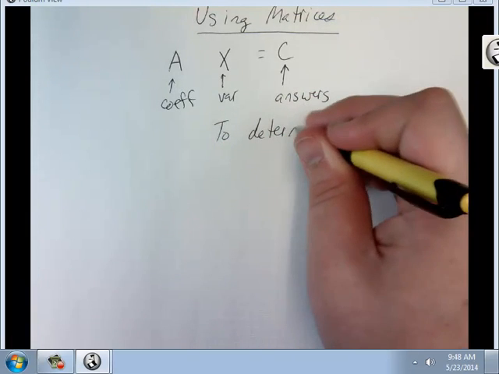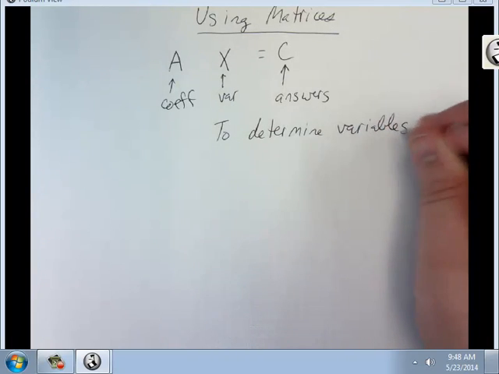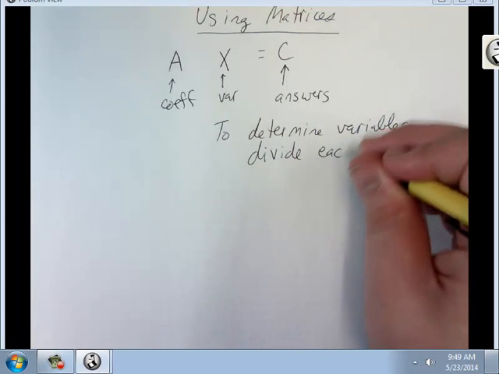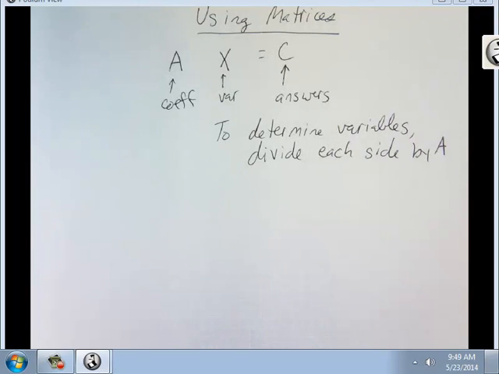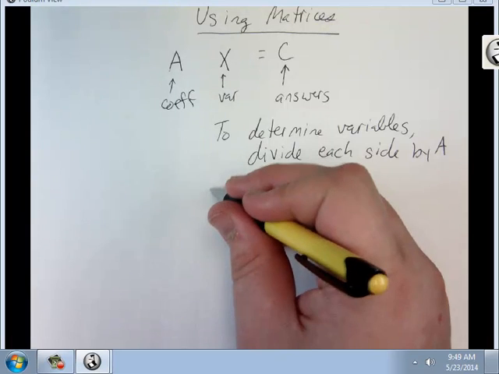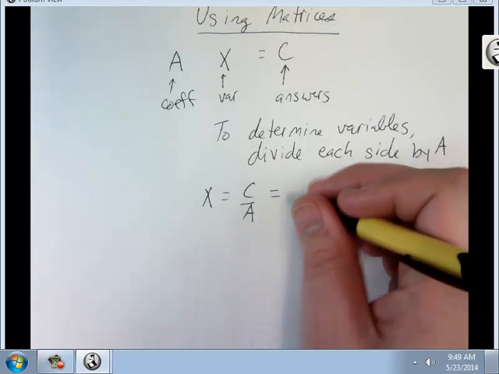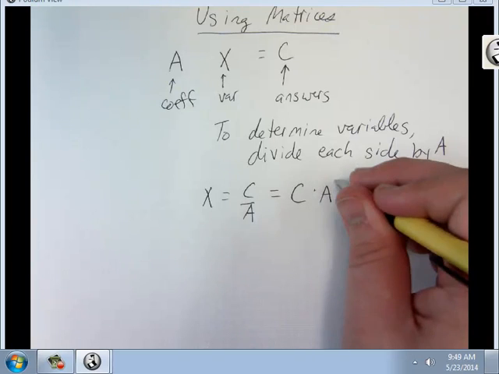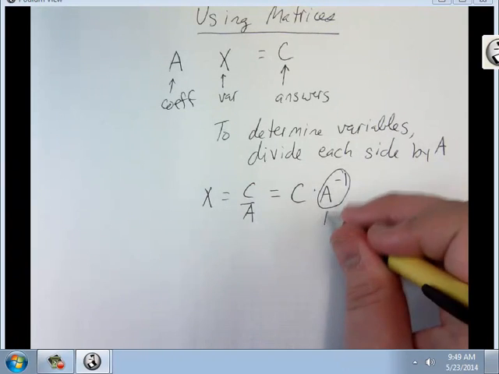To determine variables, divide each side by A. And that would give me x equals C over A. But remember back to exponents, where this is the same thing as C times A to the minus 1. And this is what's known as the inverse matrix.